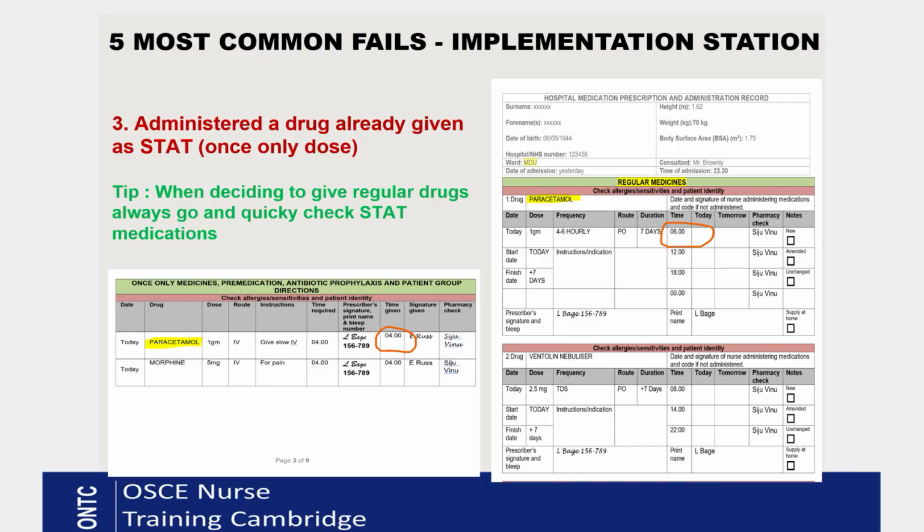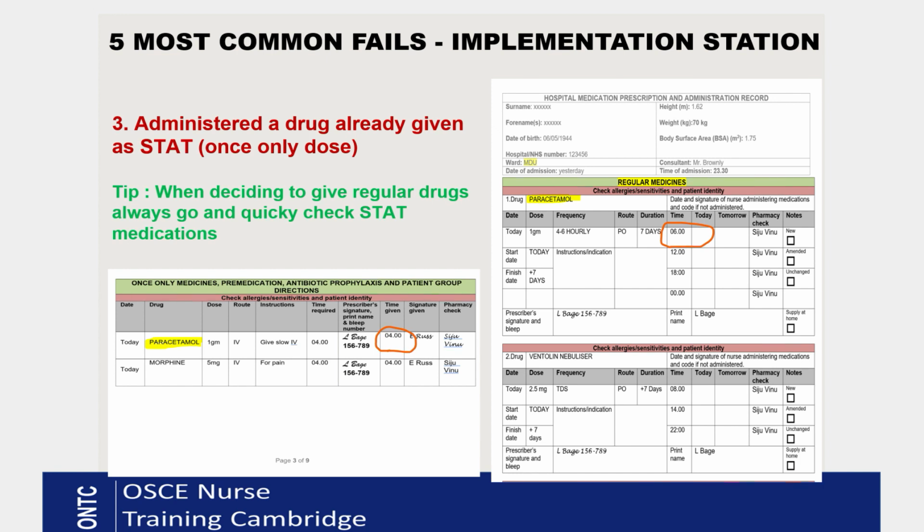Number 3, administered a drug already given as a stat dose. That has been quite a common fail as well, that you end up giving a regular drug which was already given as a once only dose. Stat dose means once only dose. Like in this example I put on your screen, paracetamol is due as a regular drug at 6 o'clock, and that is your due time to give drugs. And then paracetamol was already given at 4 o'clock this morning.